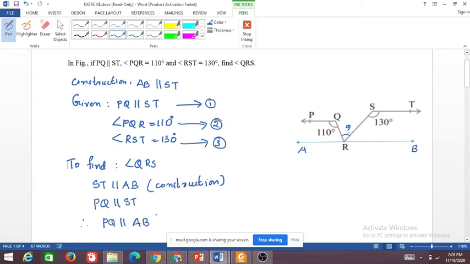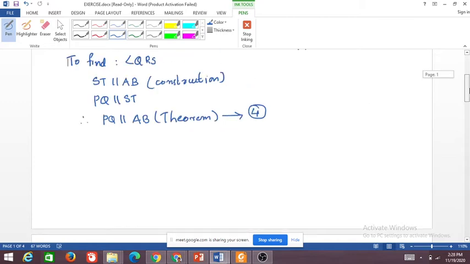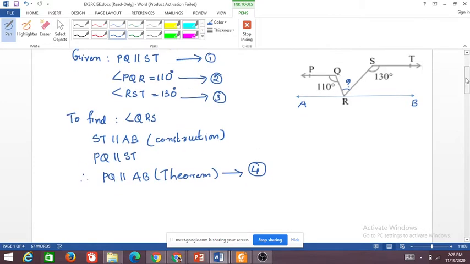I am not stating the theorem here, but when you write, you need to state this also. Okay. So I am giving it as equation 4. Now, who wants to try? So, I got so many answers.